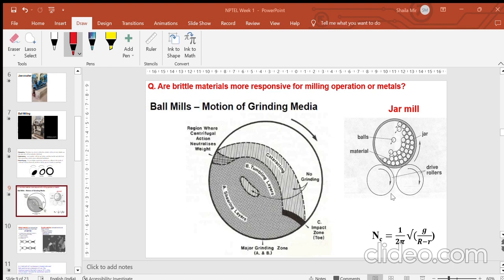Out of the metals and the brittle materials, which has a better response towards milling? Because the purpose of milling is to crush or break down the material. So which will have a better response, the brittle material or a metallic material? Anybody?